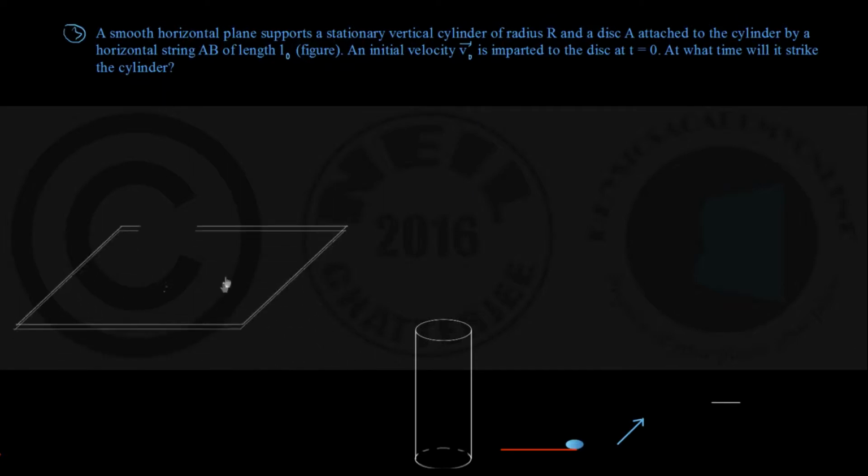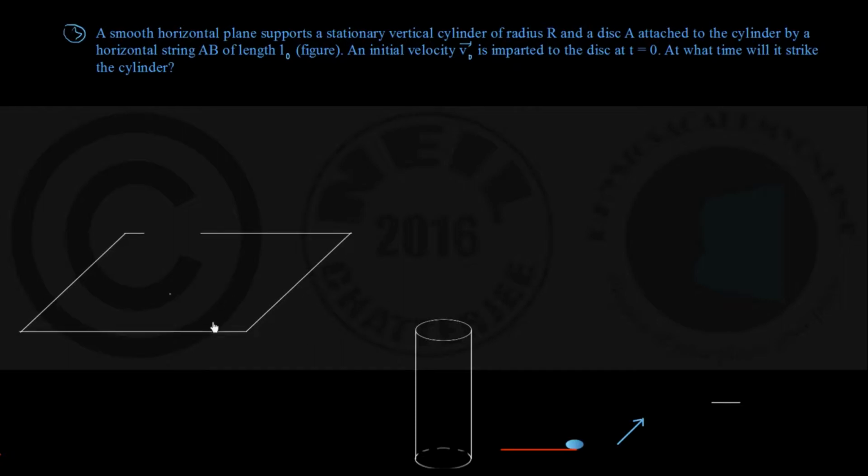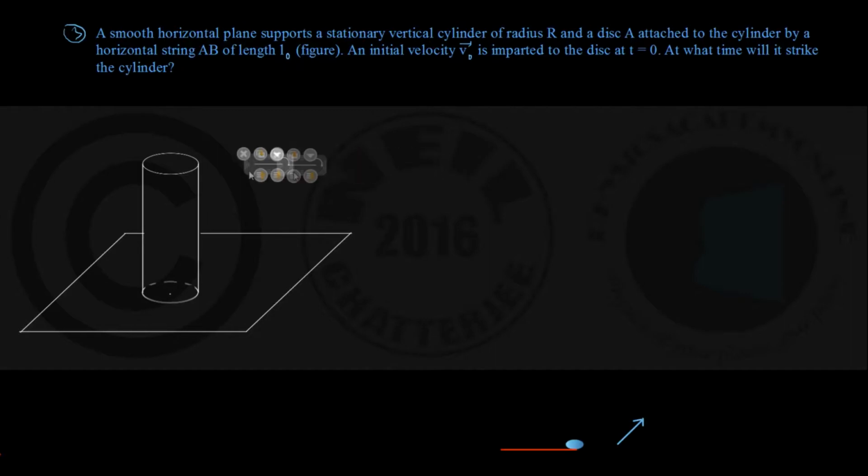Figure is this one, the smooth horizontal plane on which stands a stationary vertical cylinder, and according to the question, the radius of its circular base is equal to r, and a string which is named AB here is attached at one end to the bottom of the cylinder and the other end is carrying a disc. I am showing the disc in blue color and the string in red color for avoiding confusion in future.